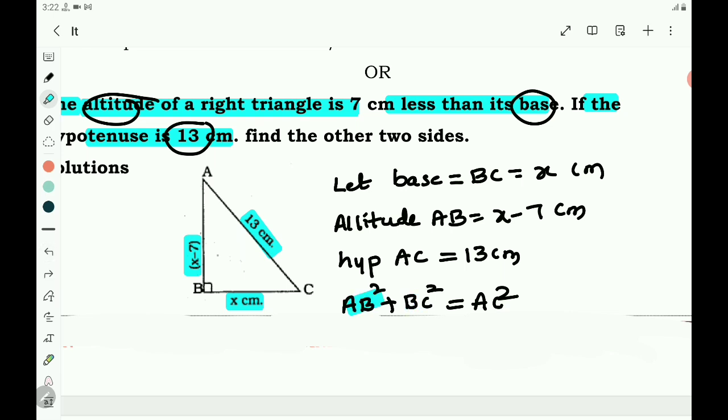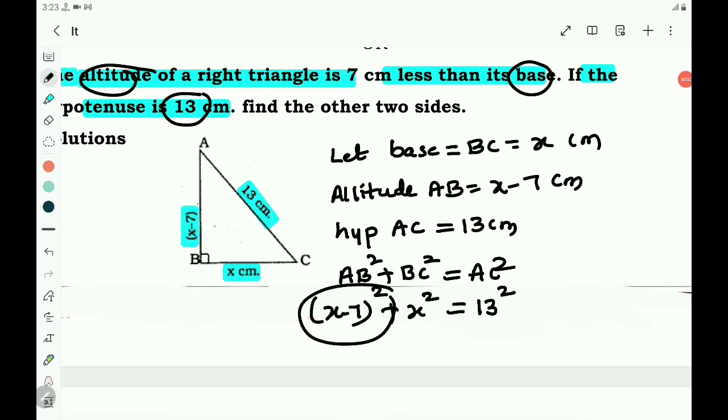But here x is in AB and BC. So let us take AB and BC on the LHS, where we have to find the value of x. AB is x minus 7, so AB square means x minus 7 whole square. BC is x square. AC is 13 centimeter, right? 13 square.